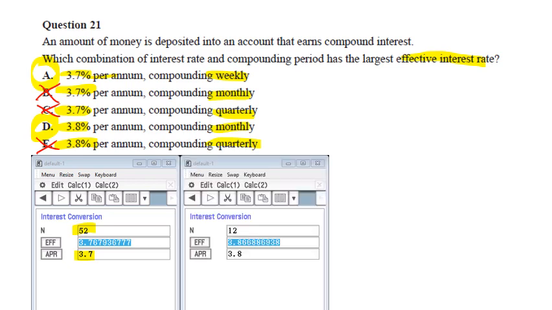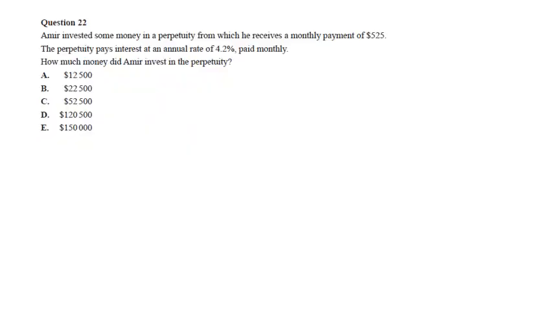But just to show you, if you do 12 for monthly and 3.8 for the APR, you get an effective interest rate of more than 3.8, strange as it may seem. And the answer is, of course, D.